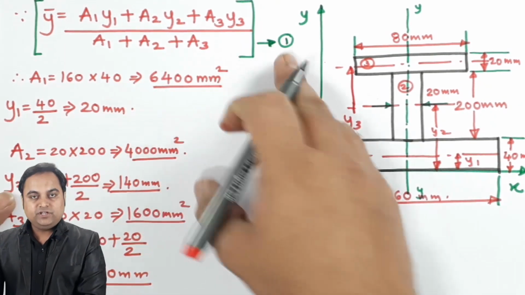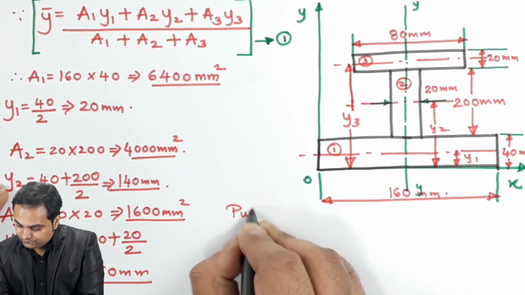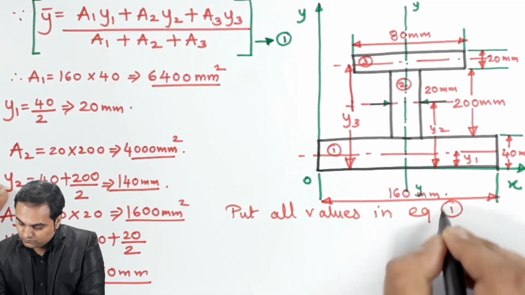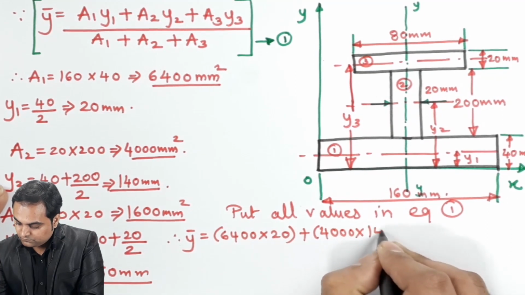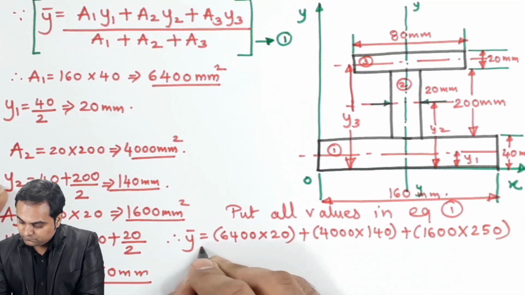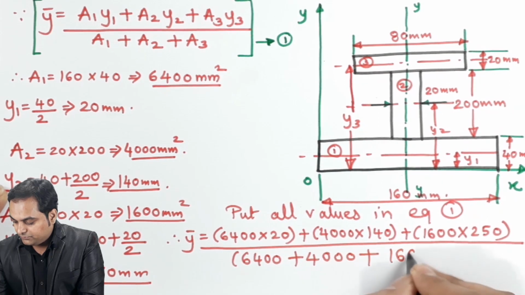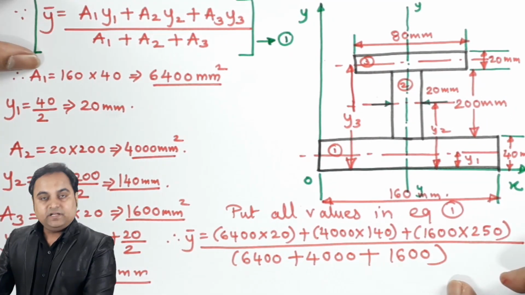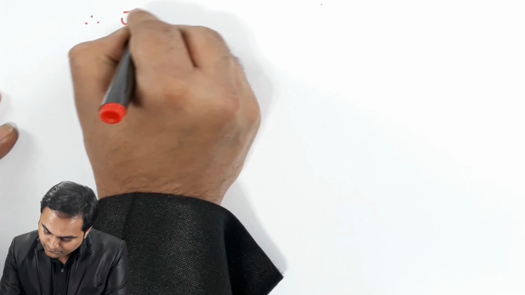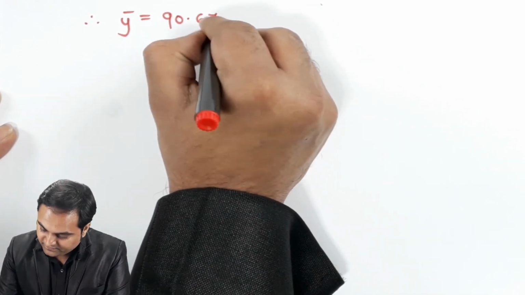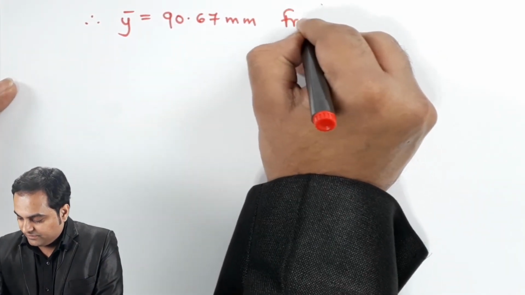Now putting all these values in equation 1 will give me the answer of y bar. So when I put all the values in equation 1, after adding up all the areas into the denominator, now I would be getting the answer of y bar, and it comes out to be 90.67 in actual, and this distance is from the bottom because the references are taken from the bottom.